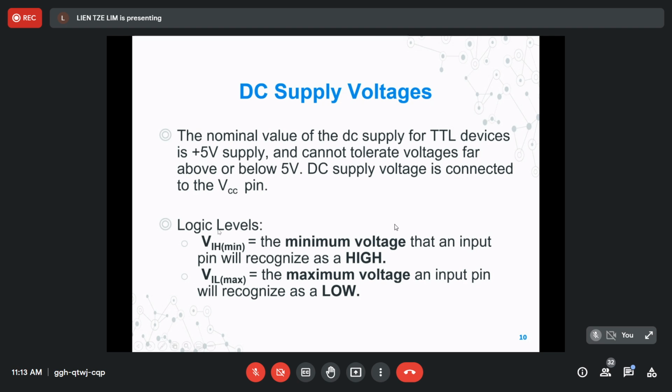And the logic level. We evaluate the logic level at the input. This is stated for input high and input low. Input high minimum means the minimum voltage that an input pin will recognize as a high. And input low maximum means the maximum voltage an input pin will recognize as a low.